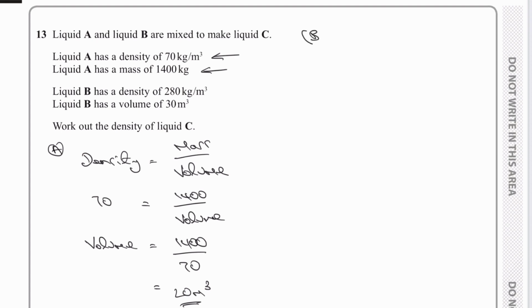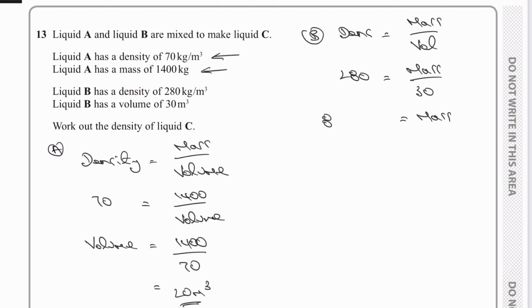Let's look at liquid B. Okay, and again I'm going to write out the formula, and I'll just write it as density equals mass over volume. Okay, and what information have we got about liquid B? Well, we know the density is 280 because it gives it in the information. The mass is what we're looking to achieve with this one because we know the volume is going to be 30. So therefore the mass of liquid B is going to be 30 times 280, which is 8,400 kilograms.